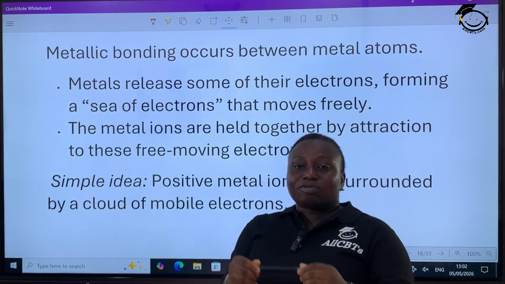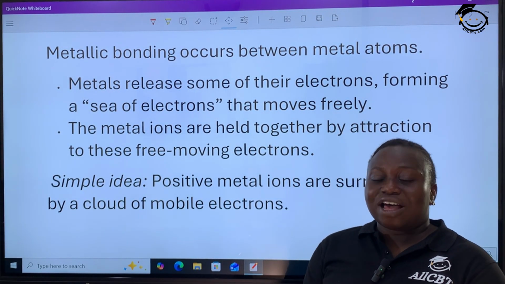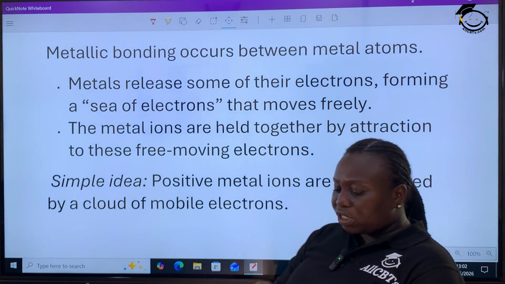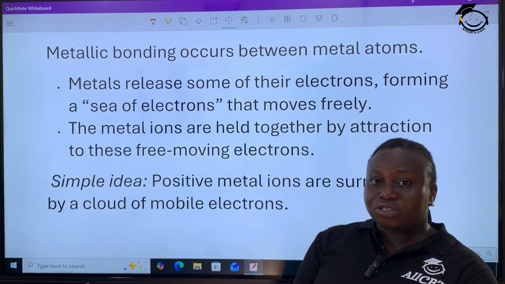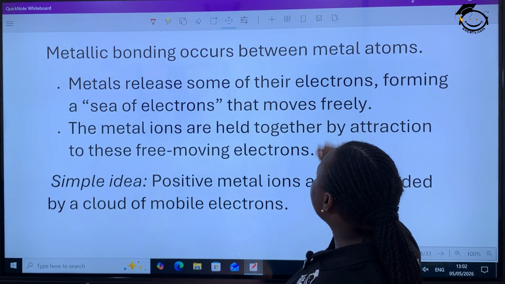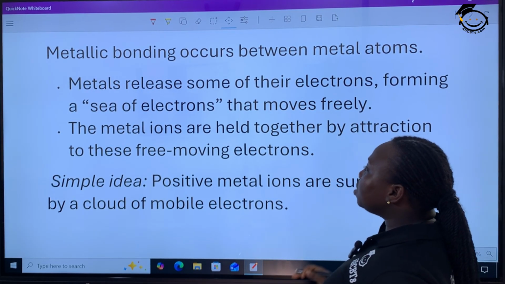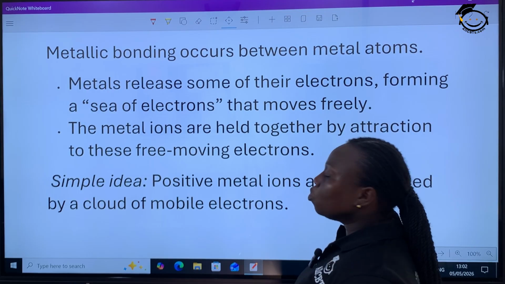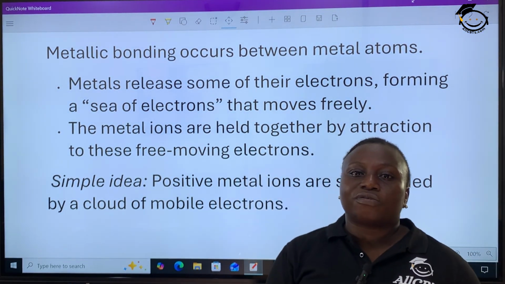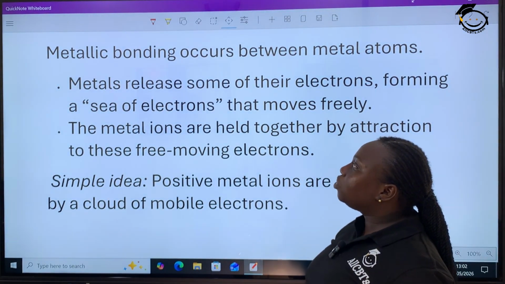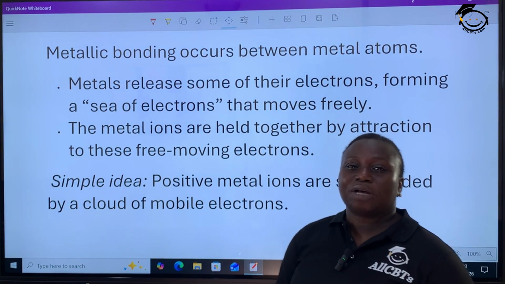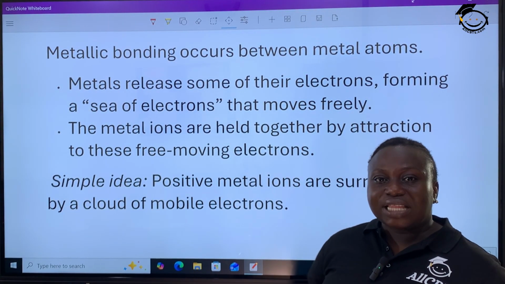This is why they can conduct electricity, because they have free electrons. Metals have free electrons, so when they conduct electricity, these electrons can carry the electricity to another part of it. These metal ions are held together by attraction of these free moving electrons. So the bonding between these free electrons on the surface of a metal is what we call metallic bonding. Most times, metallic bonding is just telling us about the properties of the metal itself.